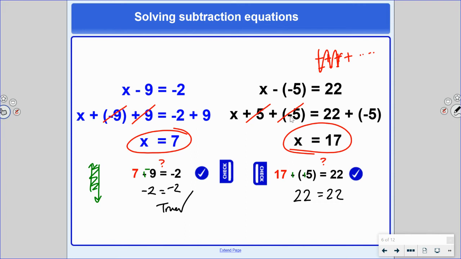So again, look at how those problems are similar. Look at how they're different. They're similar in that both are subtraction. Here we have subtracting 9. Here we have subtracting -5. But they're different. Notice that when I change it to add a -9, I change it to add a +5.